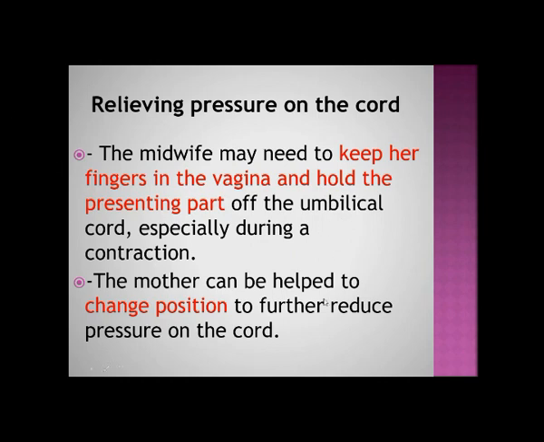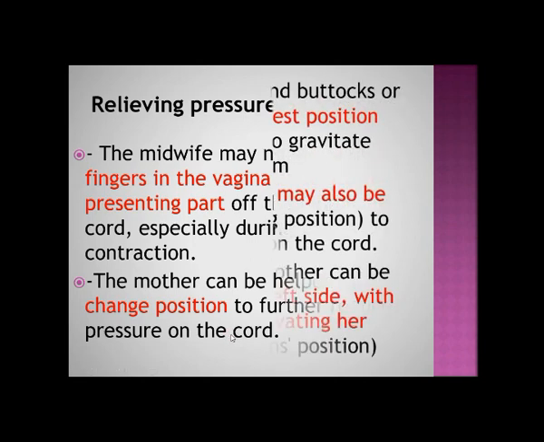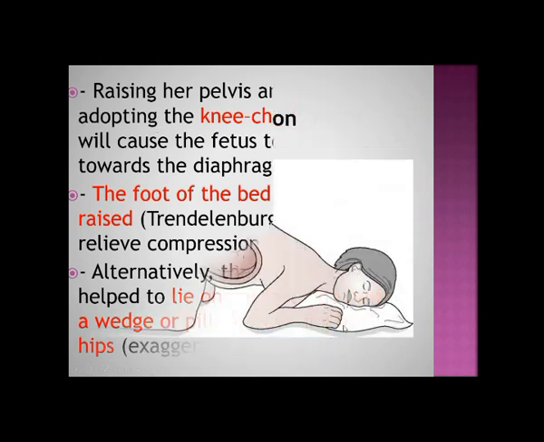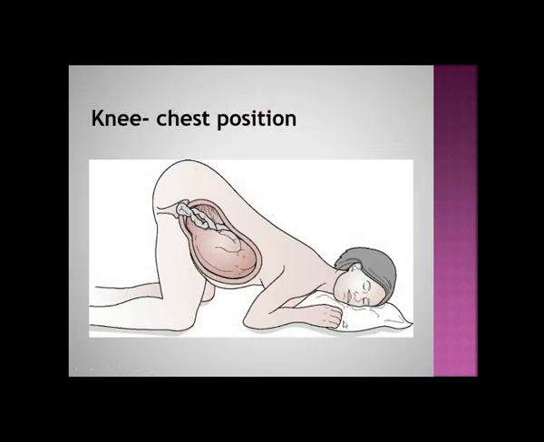The mother can be helped to change her position to further reduce the pressure on the cord, by raising her pelvis and buttocks or adopting the knee chest position. You can see from this picture, this is the knee chest position. So it will relieve the compression. The gravitational force on the baby will be downwards, so this compression will be relieved.